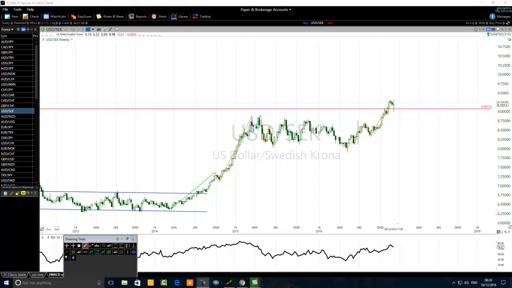Have you ever traded the US dollar, Swedish krona currency pair before? Well, here it is. With this discussion, one will be able to know how to apply the Elliott wave principle to improve FX trading. You will get a powerful FX Elliott wave trading strategy.